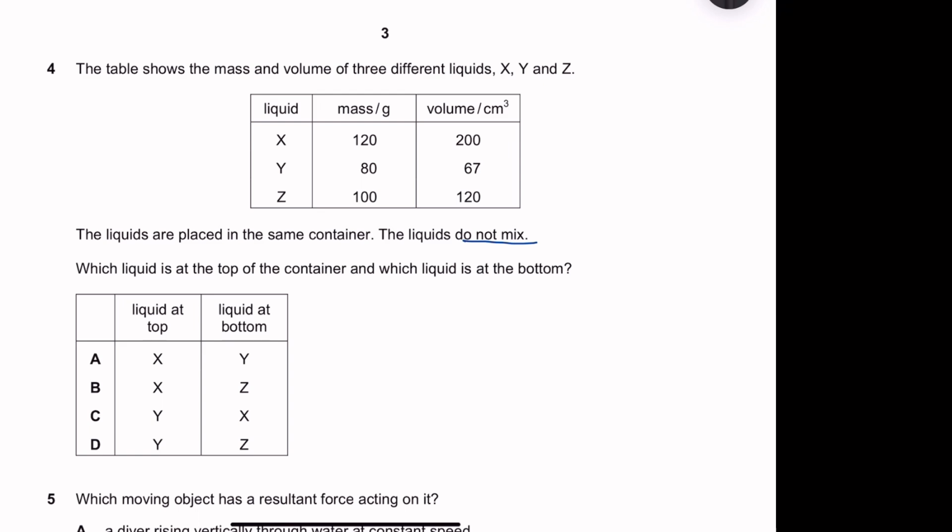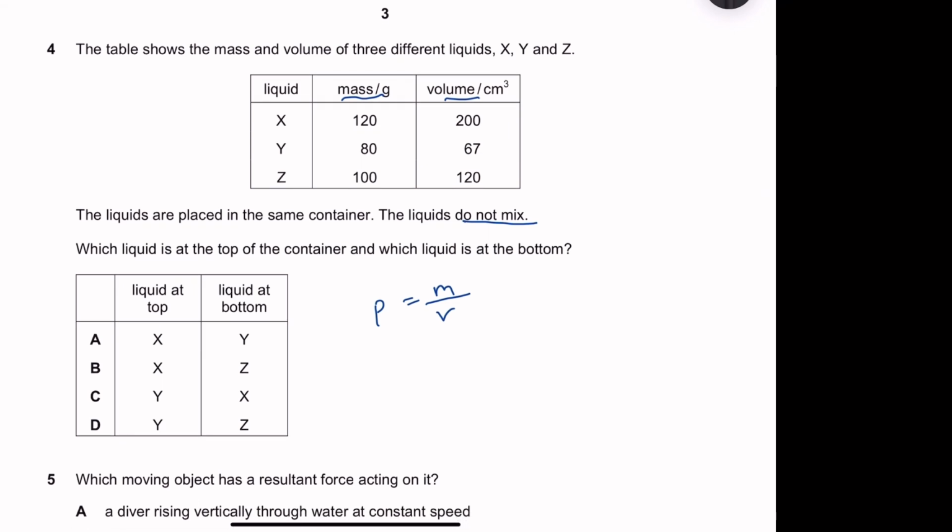So first of all, you do need to remember all your formulas. So in the formula, when you have mass and volume, you have to use your density formula, which will be rho is equal to m divided by V, mass divided by volume. So which liquid is at the top of the container? So the liquid that has the least density will be at the top of the container, and the liquid which has the highest density will be at the bottom.